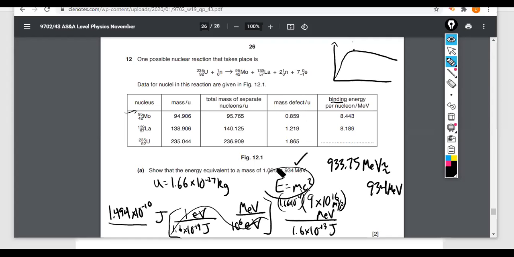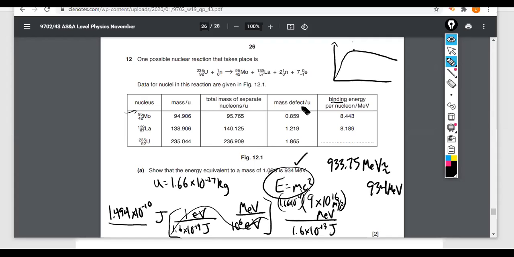Why? Because of this, E equals mc squared. So if there's a difference in mass, they're accounting for the energy that's locked up inside of the nucleus that could be unleashed, right? Like in a reaction like this. So 236.909 minus 235.044 is indeed 1.865.